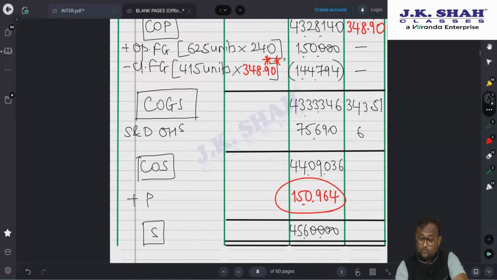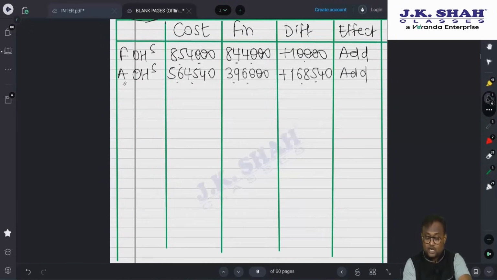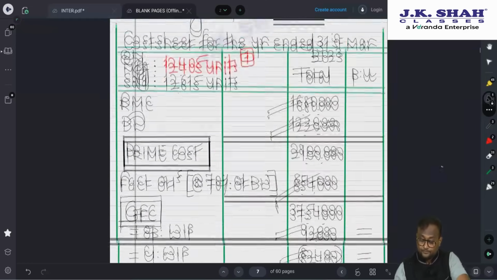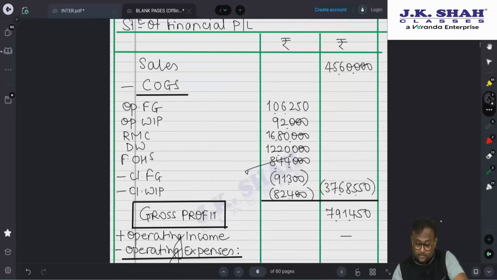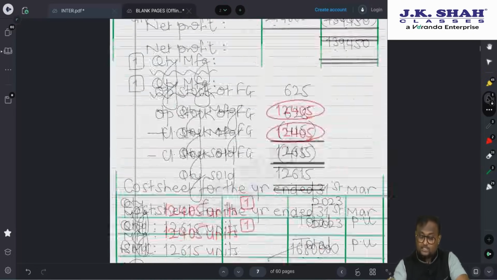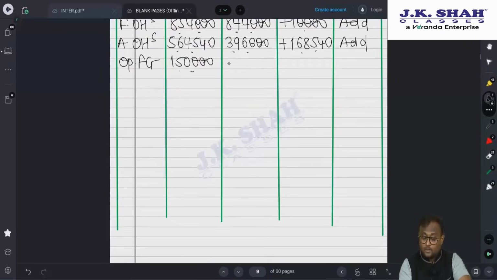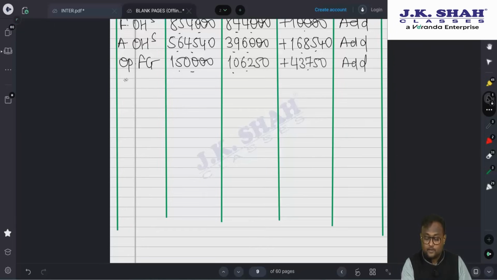After admin, I have opening stock of finished goods 1,50,000 in costing, and in finance it is 1,06,250. Again the difference is positive 43,750. Difference is positive, it is to be added.